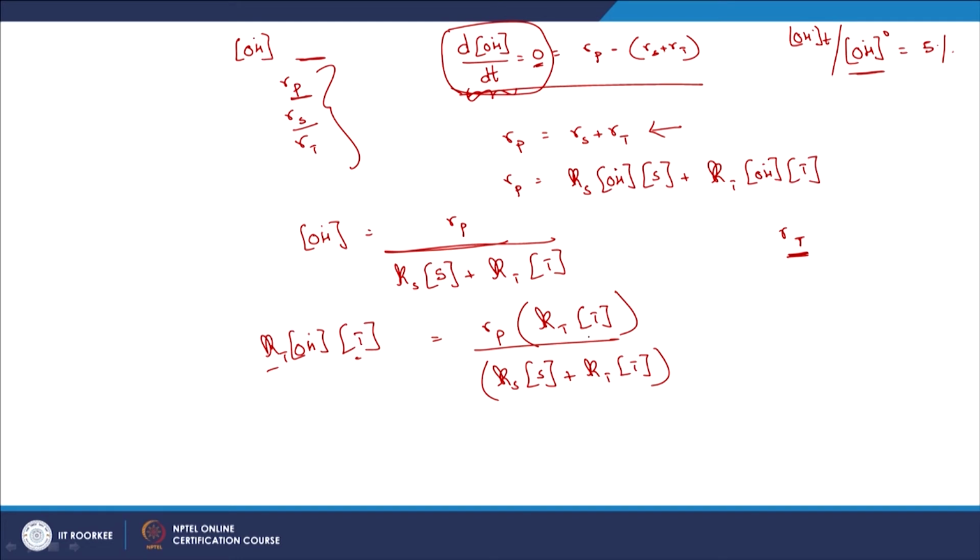So, I multiplied with this particular variable on both the sides. So, obviously what do I see here? You see this is nothing but the rate of the reaction of hydroxyl radical with the target, that is going to be equal to Rp by this set of variables, right.